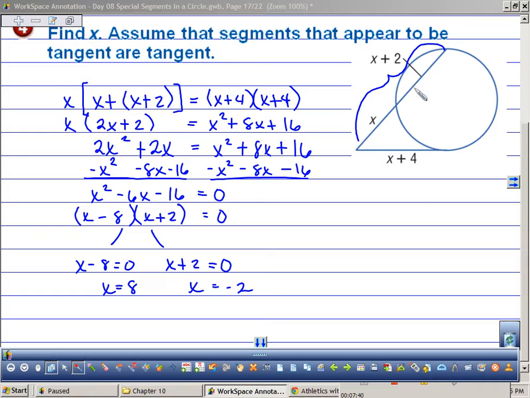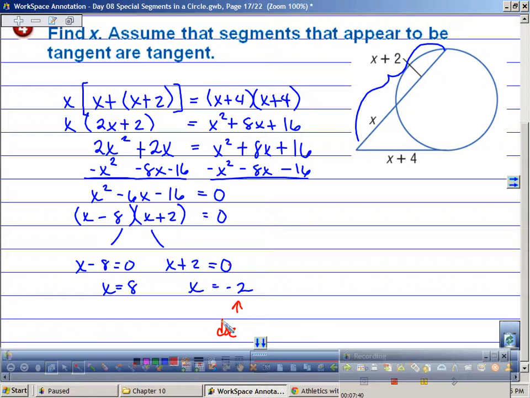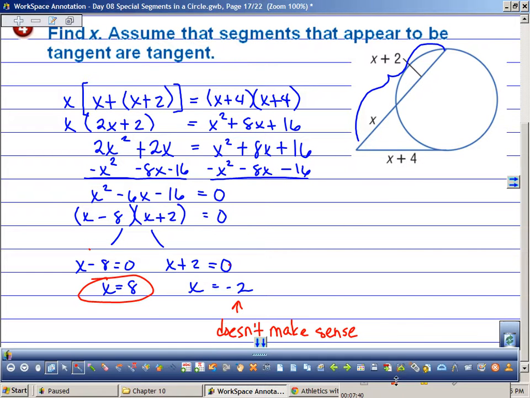Look at this. This doesn't make sense. Can I say that x is negative 2? Would that be a distance of negative 2? No, so it doesn't work. There's your answer right there. If it's in a measurement, it can't be negative. If it was only this one that was x, it could be negative 2, because negative 2 plus 4 is positive 2. So that would work. Okay, good job, guys.